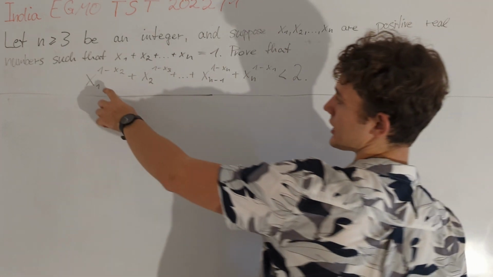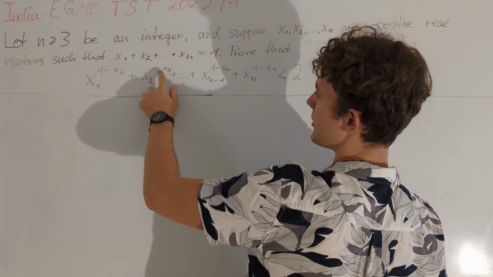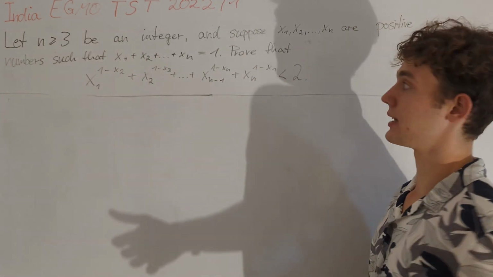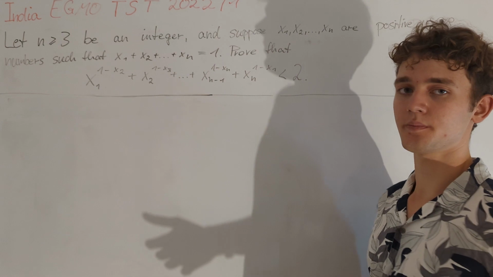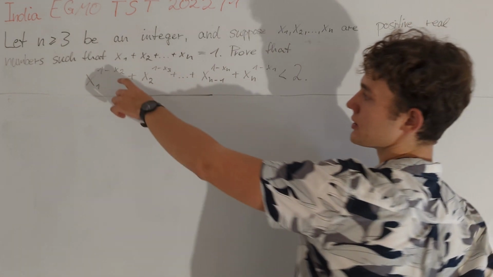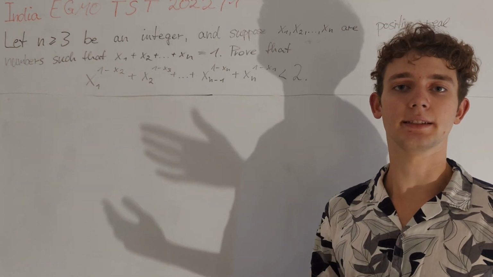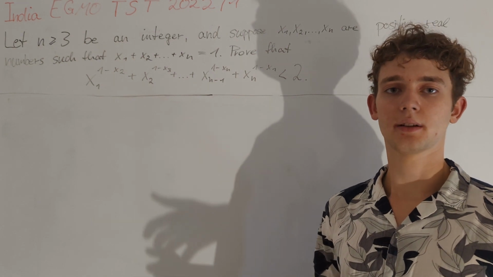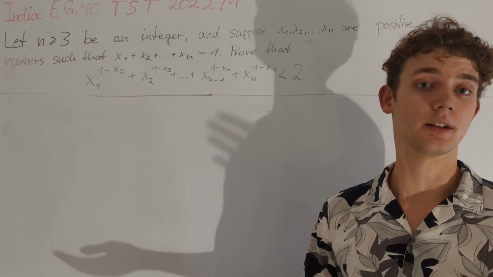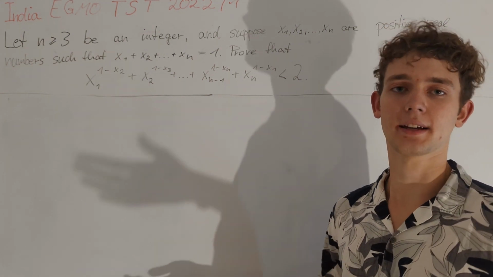The sum of x1 to the power of 1 minus x2, plus x2 to the power of 1 minus x3, all the way up to xn to the power of 1 minus x1, is less than 2. This inequality might seem intimidating because we have positive real numbers as exponents. Now, exponentiation is really nicely defined for integers, but for real numbers not so much. But since this problem was stated in an Olympiad setup, we might be confident that there exists a solution that one can come up with.